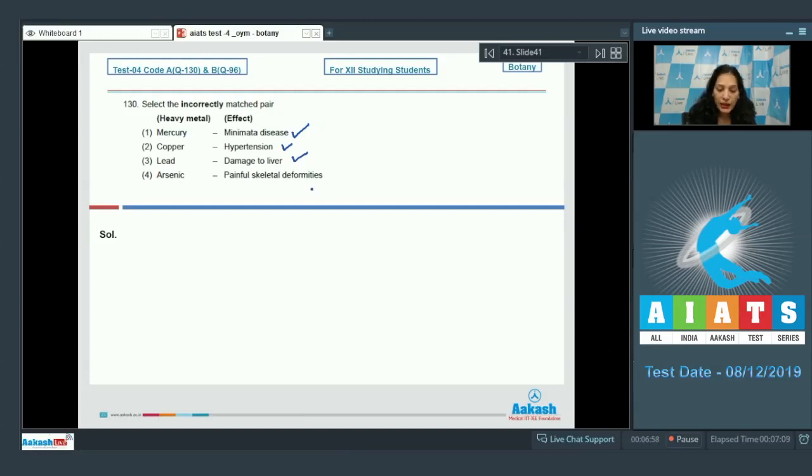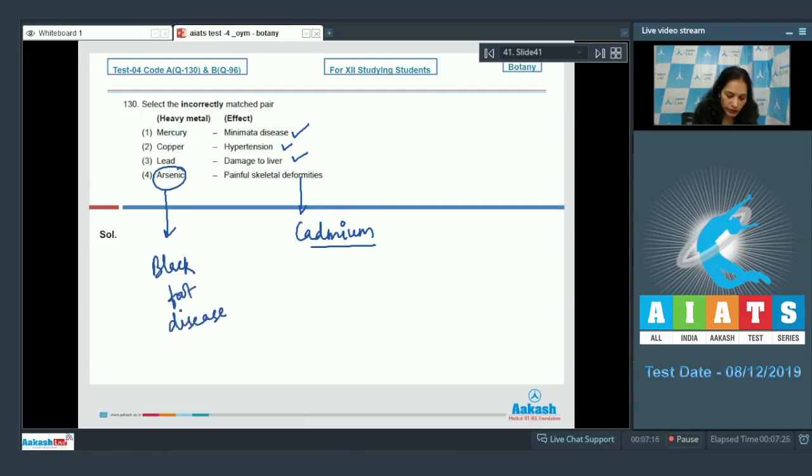No. Painful skeletal deformities is caused by cadmium. And this is called Itai disease. Arsenic leads to Blackfoot disease. So this is incorrect match. So the correct option for the given question is option number 4. Let's move to the next question.